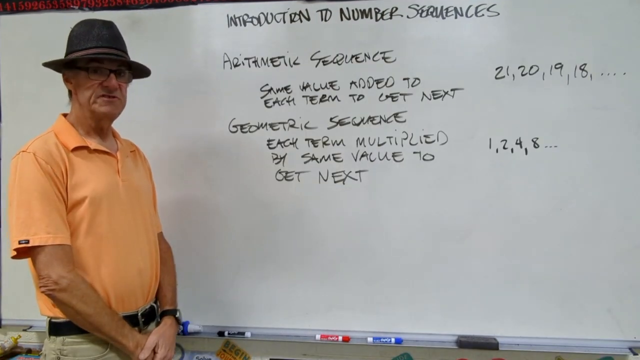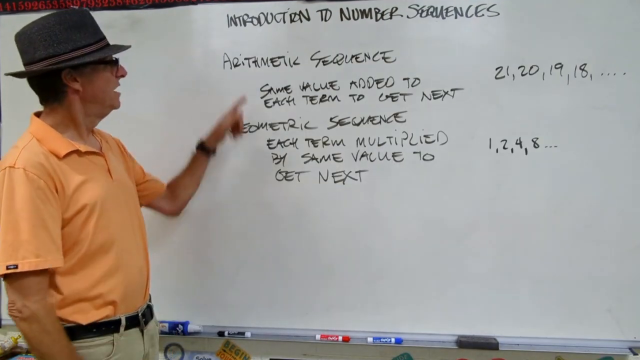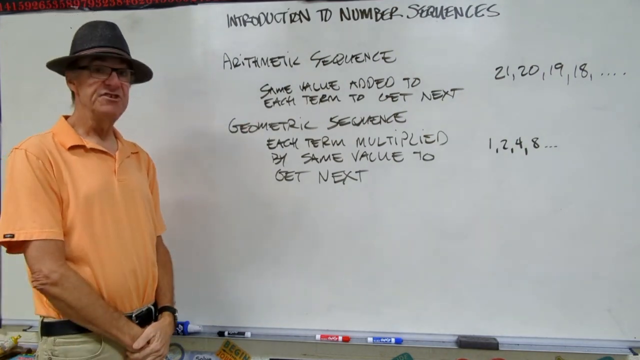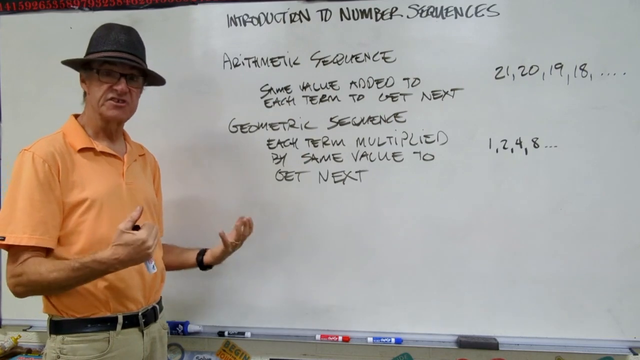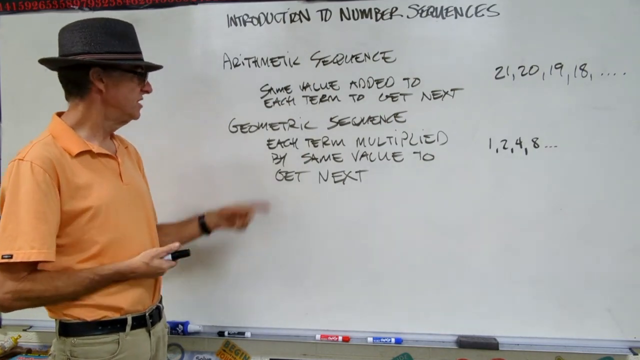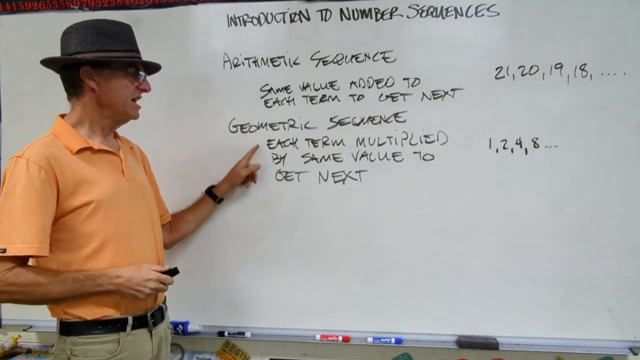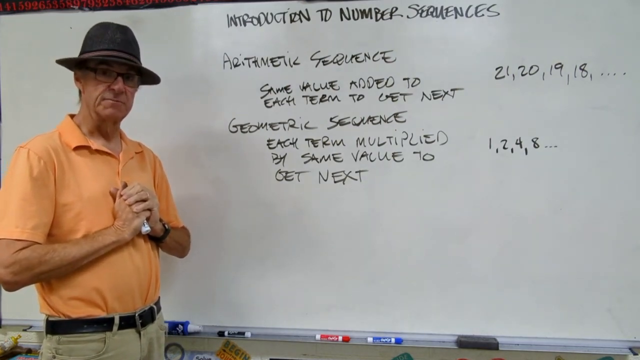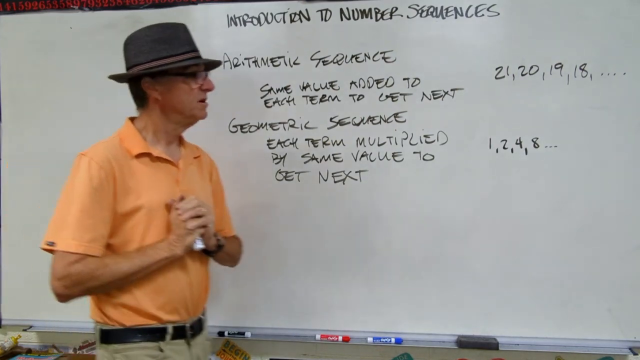2 types of sequence we will discuss. Arithmetic sequences: the same value is added to each term to get the next term. That's an arithmetic sequence. In a geometric sequence, each term is multiplied by the same value to get the next term. So let's take a look at two examples.